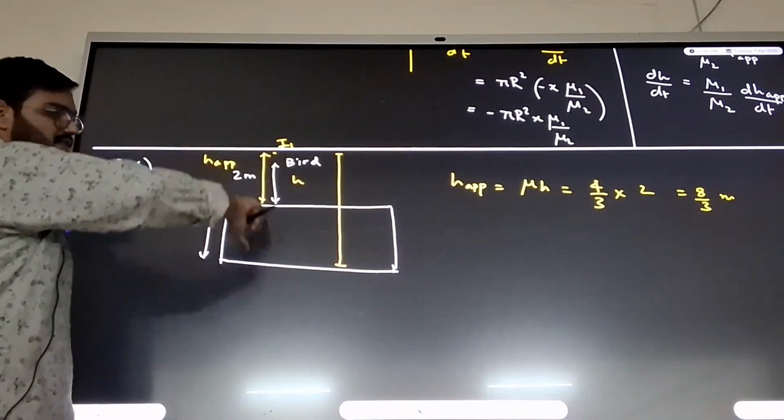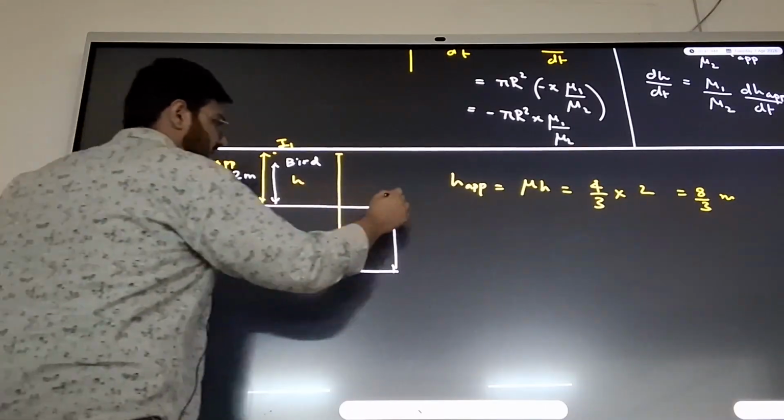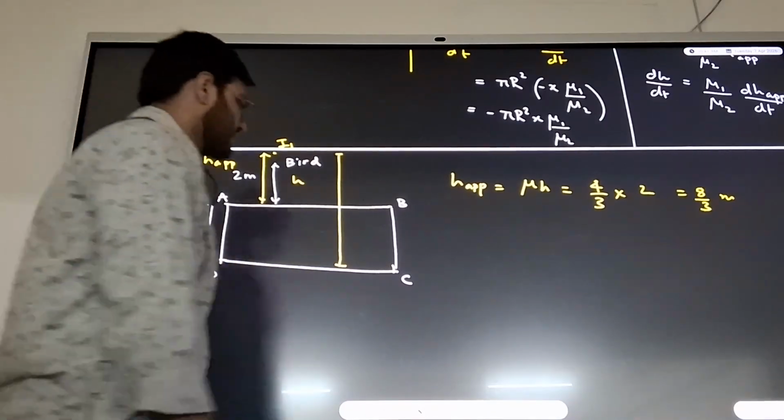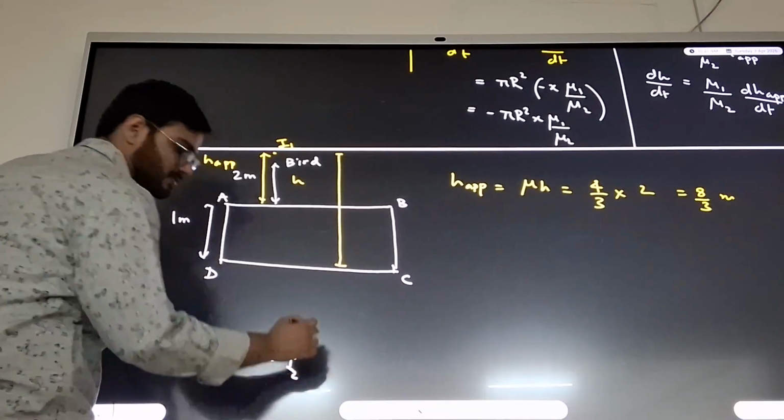It is 8 by 3 plus 1? Yes, that's 11 by 3. Let me also give the name of each surface, A, B, C, D. The CD is the reflecting surface. So here you will find somewhere I2.